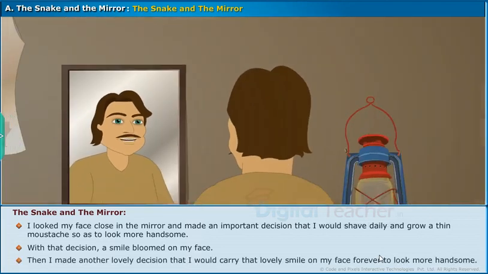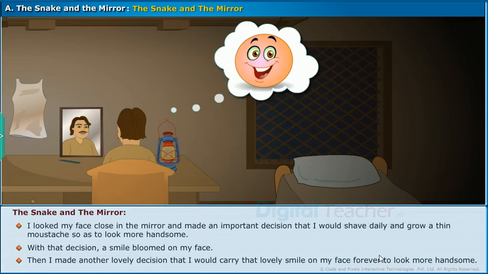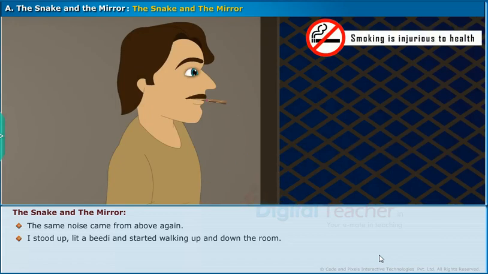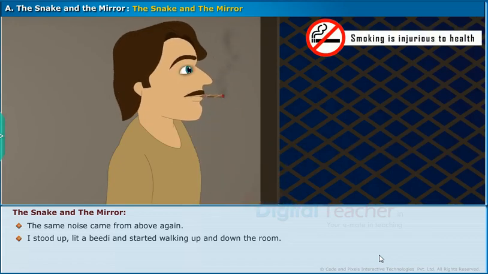Then I made another lovely decision that I would carry that lovely smile on my face forever to look more handsome. The same noise came from above again. I stood up, lit a beedi and started walking up and down the room.